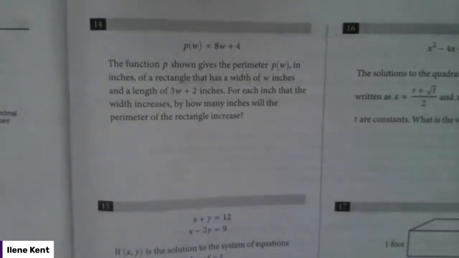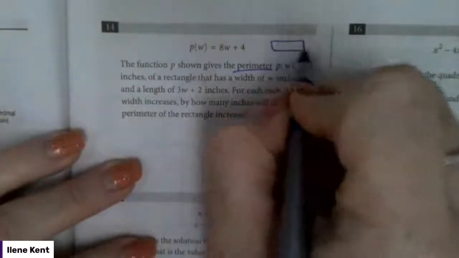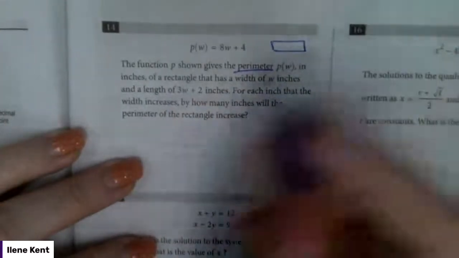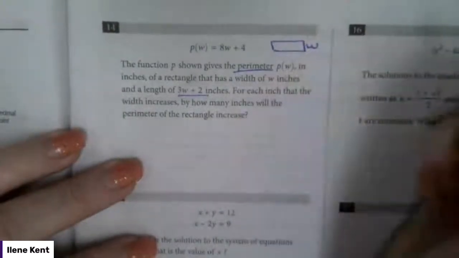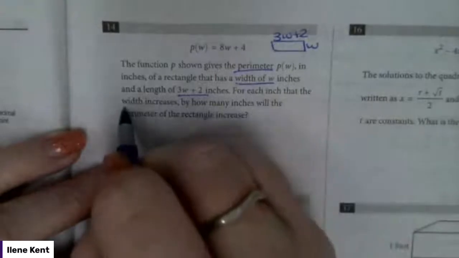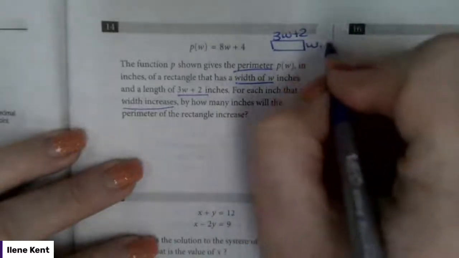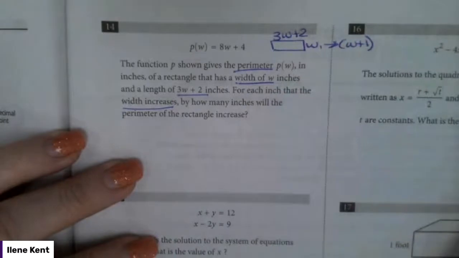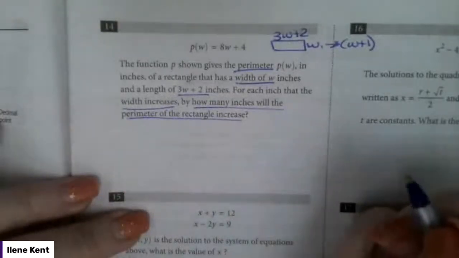So let's look here. This says the function P shown gives the perimeter in inches of a rectangle. We're looking for a rectangle. Remember, perimeter means we're going to add up all the sides. We know what the total perimeter is of a rectangle that has a width of W inches and a length of 3W plus 2. For each inch that the width increases, so this guy here, if I add 1 to each one, so we'll change this guy to W plus 1, how is that going to affect my perimeter? How many inches is my perimeter in my rectangle going to increase?